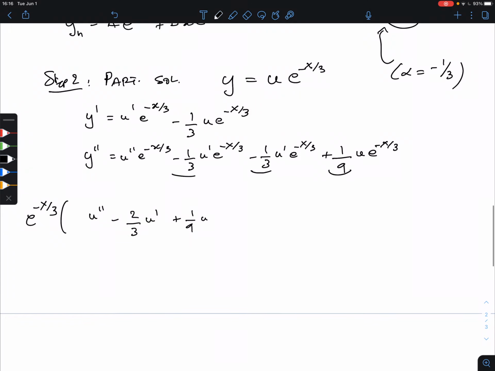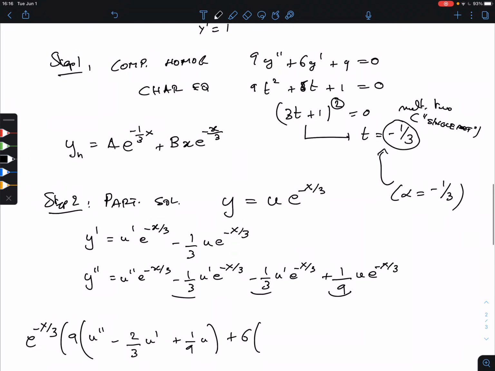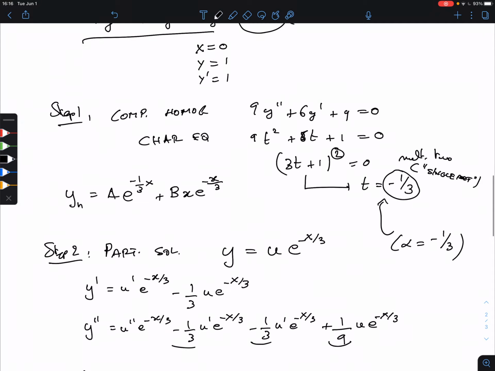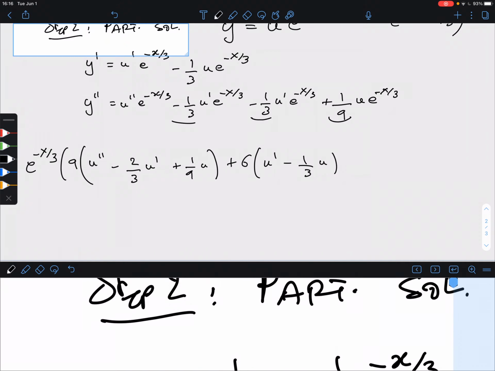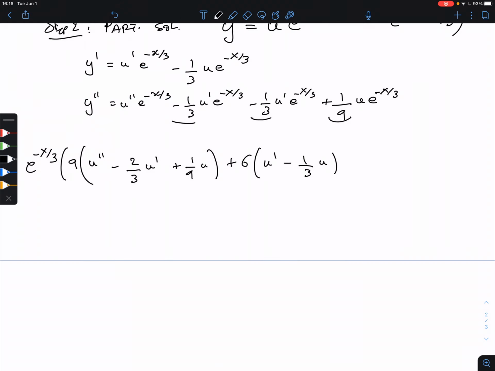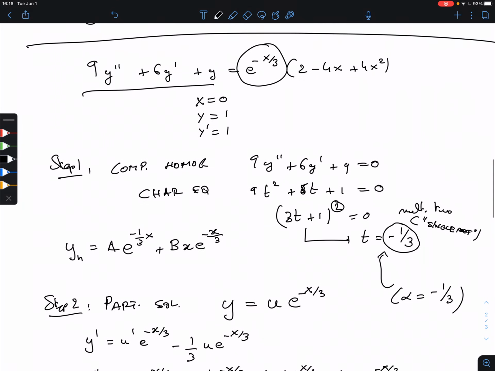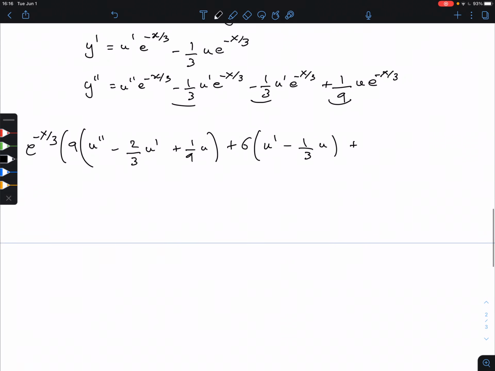So, 9 times this guy, plus 6 times, be careful, right? There is sometimes this coefficient in front of it, 6 times y prime. So 6 times u prime minus 1/3 u. Again, the e part, the exponential, is factored out. And then the last one is just plus y, so plus u. Okay, and that is equal to e to the minus x cubed.